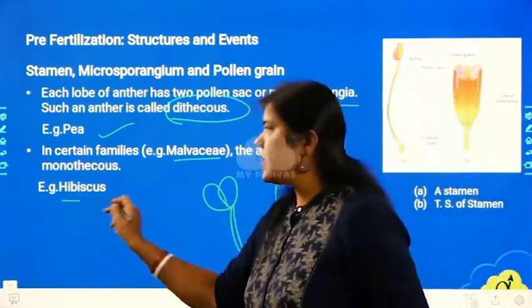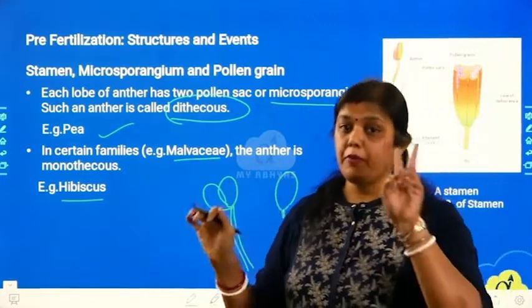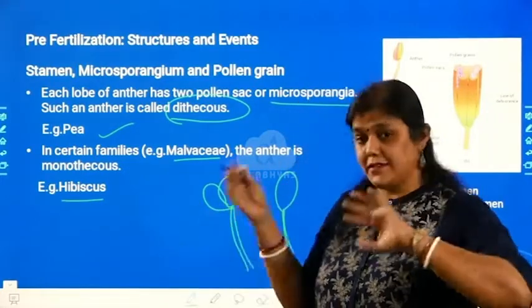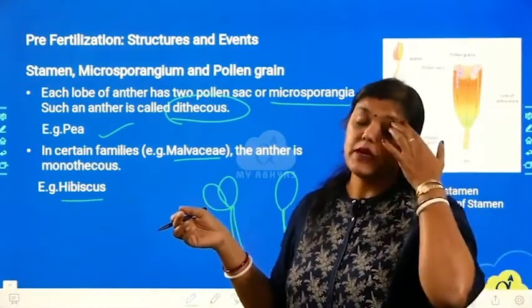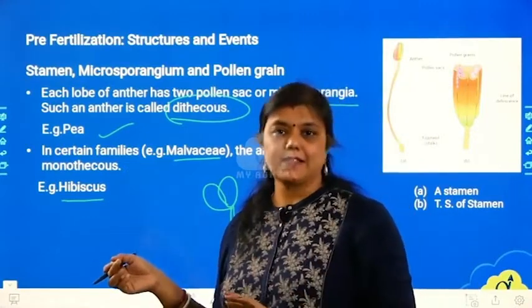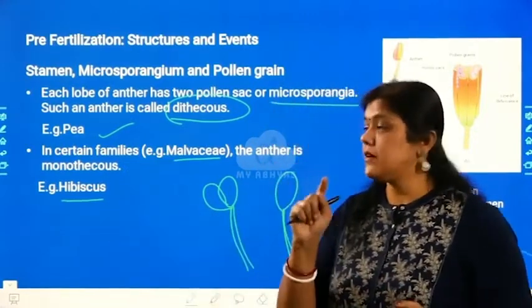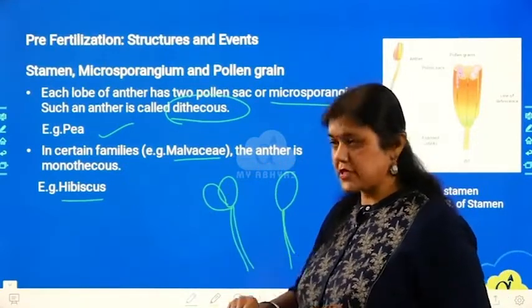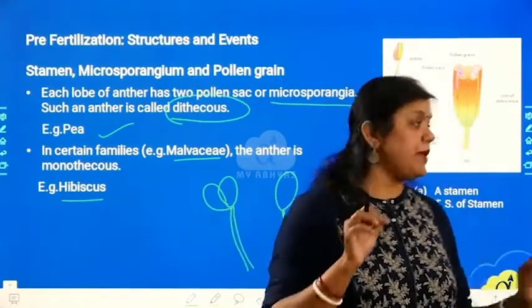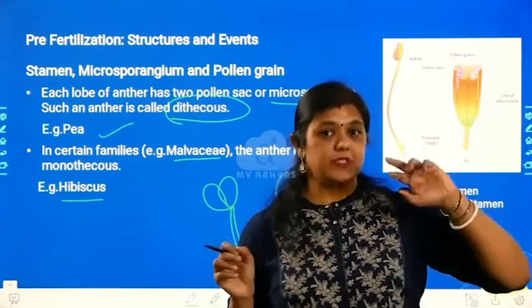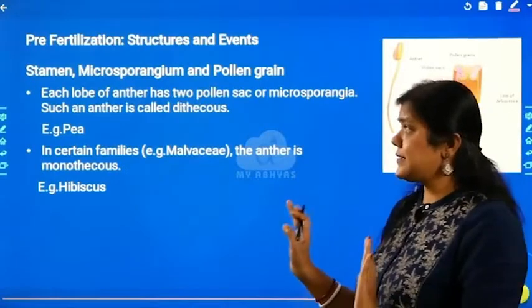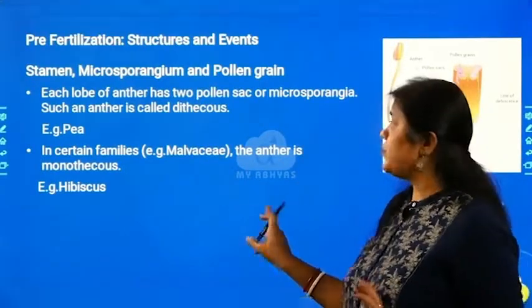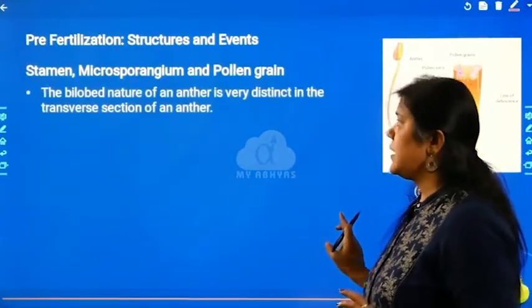Example is hibiscus. So what you have to remember from here? You have to remember 2 things. Plant anthers can be of 2 types: one is monothecous type, one is dithecous type. Monothecous means a single theca or single anther part is there. Example, hibiscus. Dithecous, which is pea plant, where it has 2 thecas which are connected together. Okay. Is it clear to you? Did you understand this slide? That each anther has 2 parts, monothecous and dithecous.